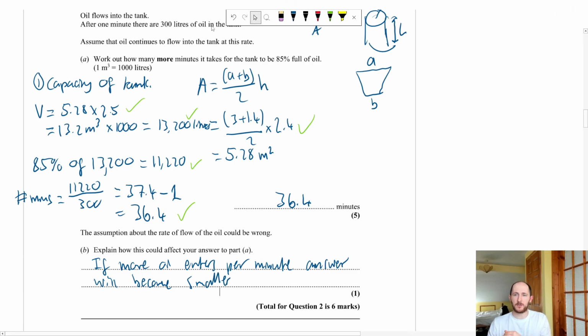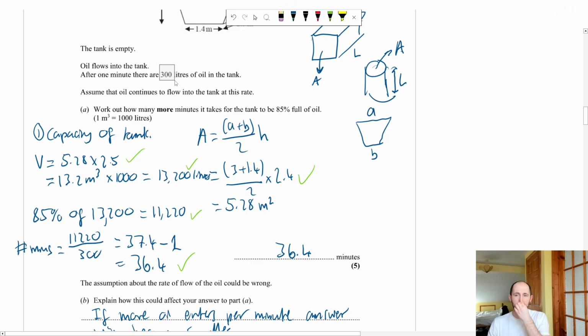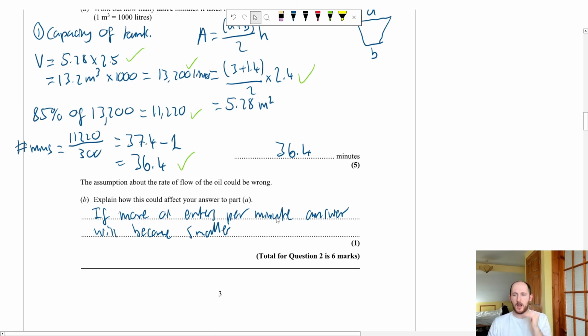Now, you can actually say the exact opposite. You could say if the rate decreases, so if it's 200 litres entering the tank each minute, then it will make our answer bigger. Either one will get you the mark, but it says explain how this could affect. You just have to pick if it's bigger or smaller and what the impact will be. That's the key thing there.